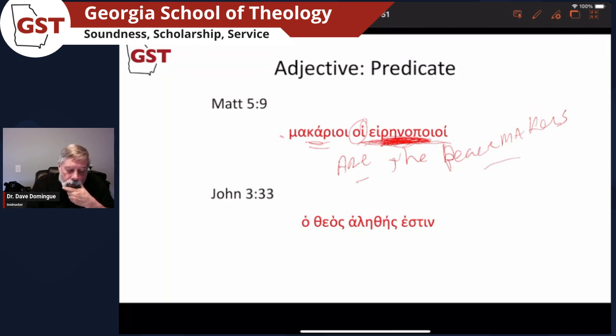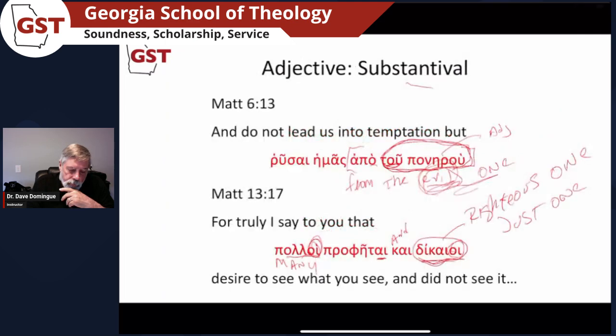A little better example, John 3:33, ho theos, right? You should recognize that. That's the article, singular masculine. There's our case ending or connecting vowel, the omicron, or sigma for the case ending for the nominative singular masculine word, ho theos. Alethes estin. Estin is from the verb eimi, it is, or to be. Estin, is. Alethes, there's a feminine genitive. Yeah, alethes. Genitive. Hold on a minute. Let me go back and look at something.